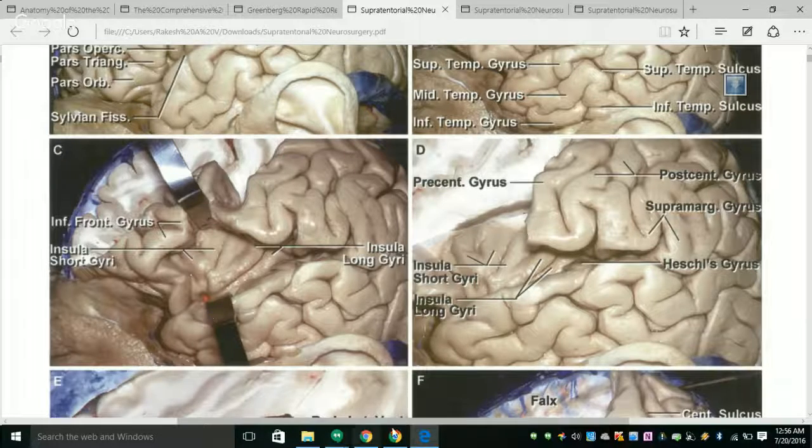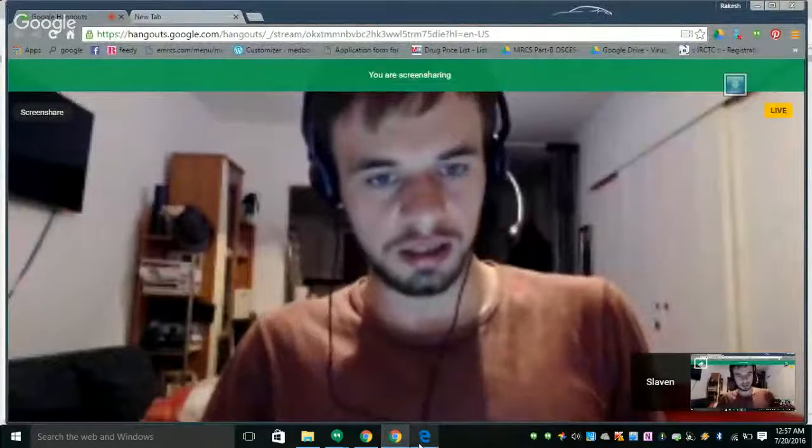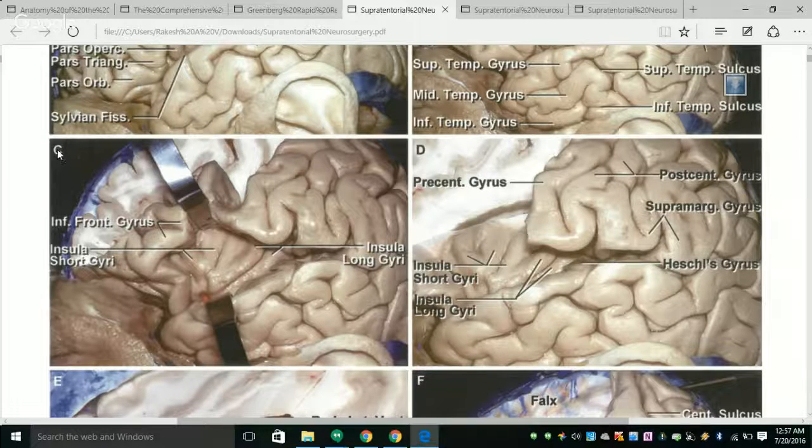So in figure C here, we have posterior view of the hemisphere, as it says. The lateral occipital sulcus. No. Just a second. This is not correct. Finally, I found it.